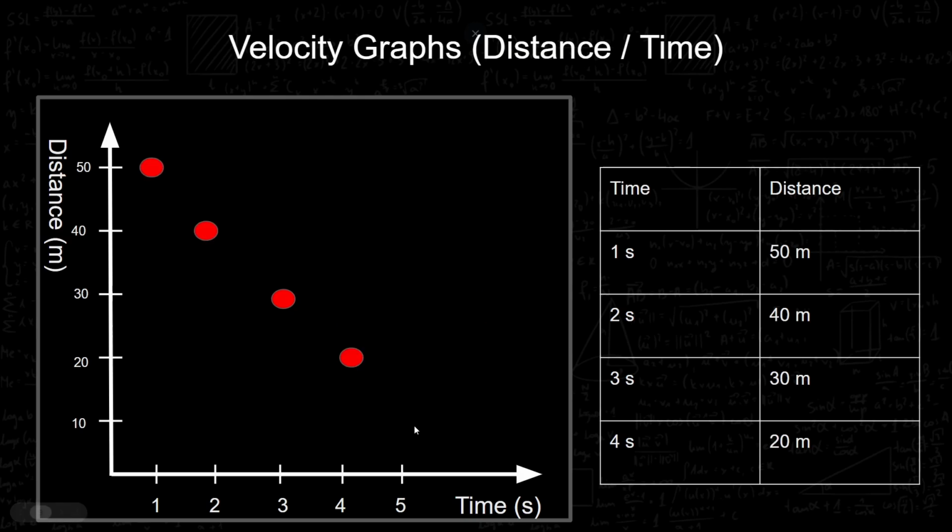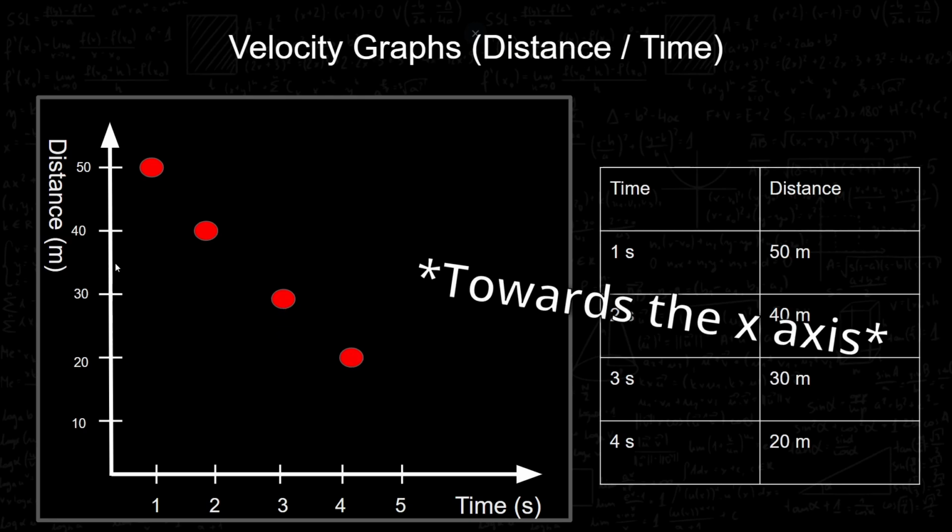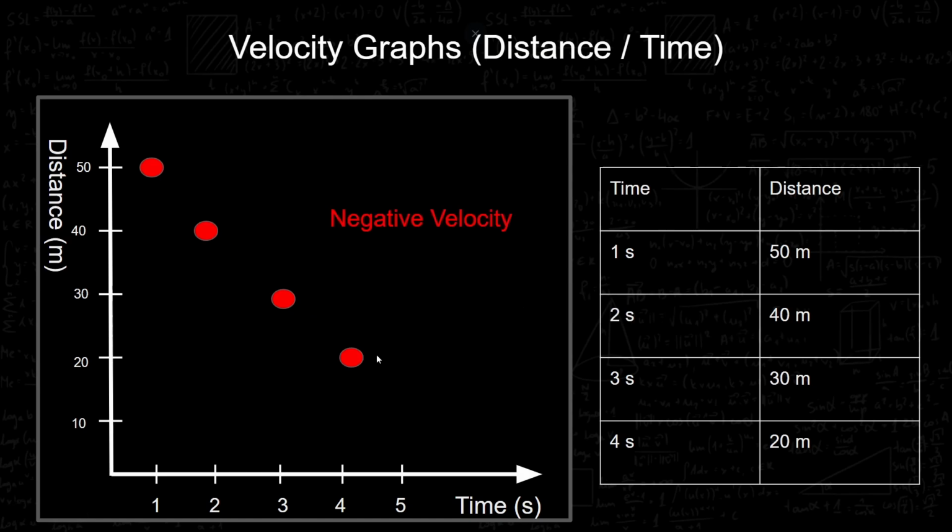And here's the very opposite. So you have an object where every second it's changing by 10 meters per second downward, it looks like on the graph, and it's moving 10 meters closer to the origin every second, which would indicate a negative velocity, or a velocity in the opposite direction.